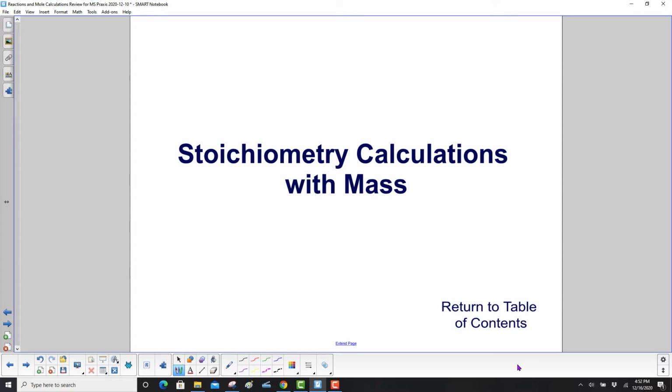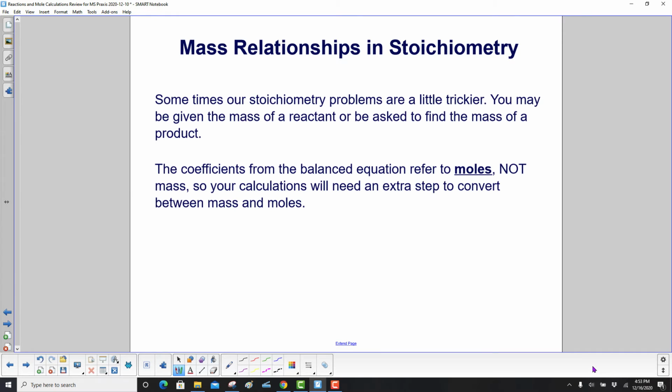Stoichiometry calculations with mass. Sometimes our stoichiometry problems are a little trickier. You may be given the mass of a reactant and be asked to find the mass of the product. The coefficients from the balanced equation refer to moles, not mass, so your calculations will need an extra step to convert between mass and moles.